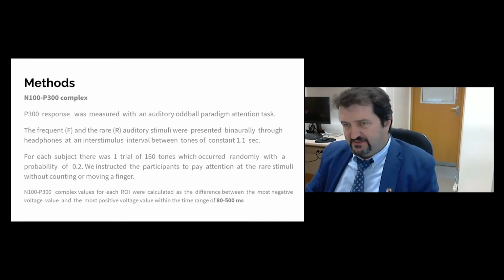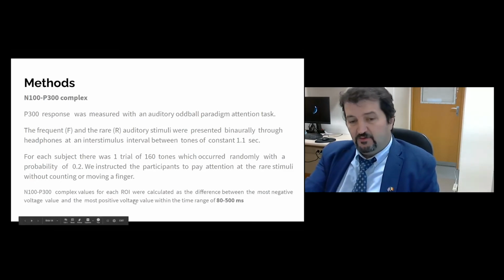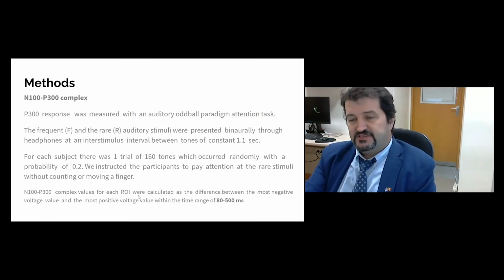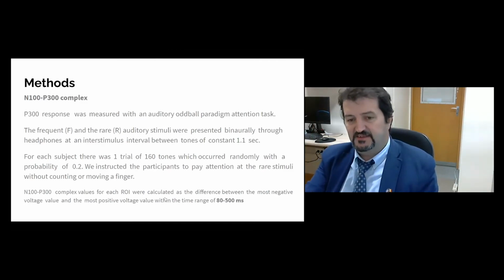So this is a P300 mainly. We delivered a trial of 160 tones, which occurred randomly, with a probability of 0.2. Then these complex values for each were calculated from high-density EEG, and I will show you the regions of interest, 7 regions of interest, using high-density EEG with 256 electrodes.